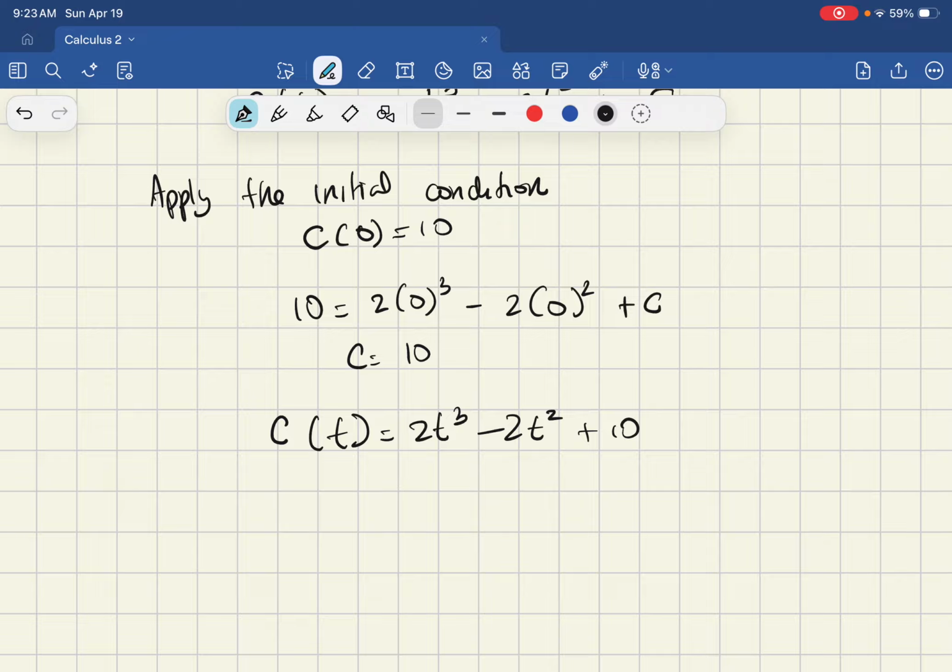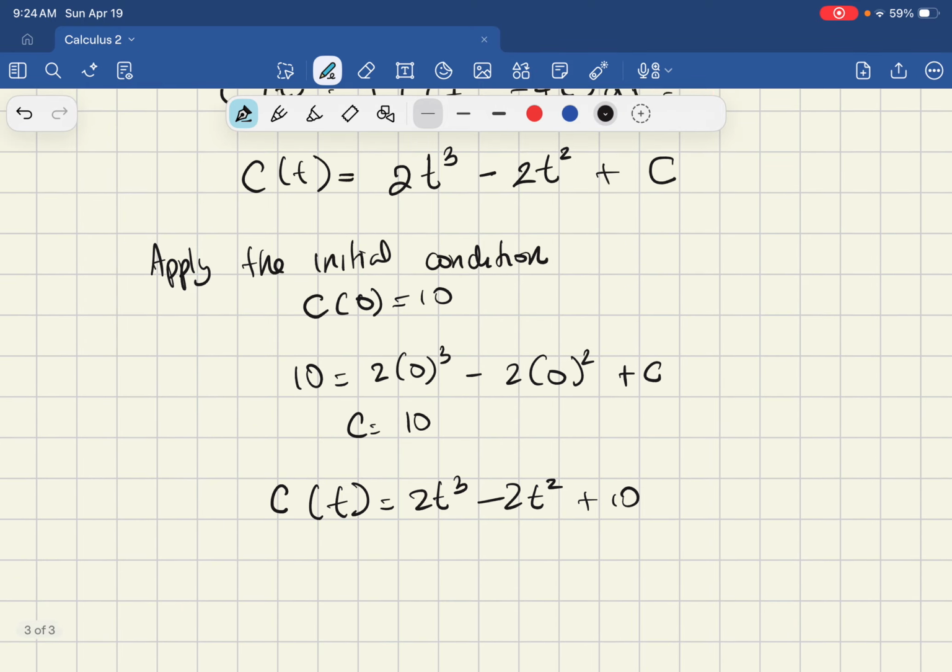So notice the initial condition, the fact that C of 0 is equal to 10, pins down the value of the constant C. This is why initial conditions are so important. They take you from the general antiderivative to the specific one that fits your situation.